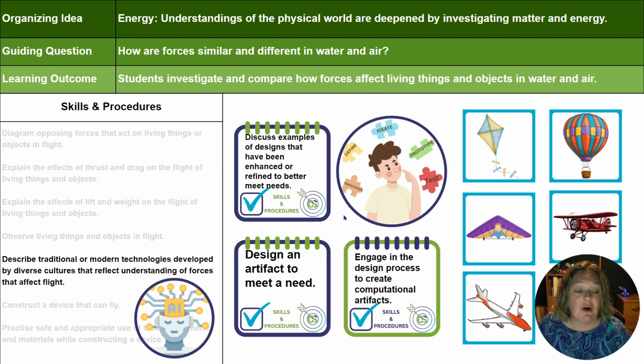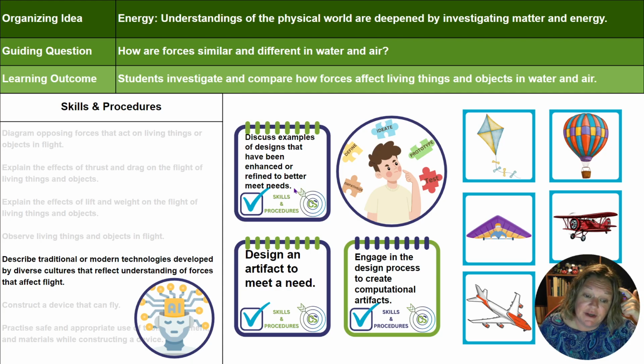Describe traditional and modern technologies developed by diverse cultures. So there you have a computer science skill that is specifically about discussing examples of designs that have been enhanced or refined. So as we're talking about technologies, specifically as they relate to forces that affect flight in this topic, this connects directly into this computer science skill as well.